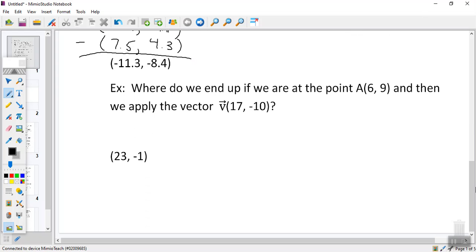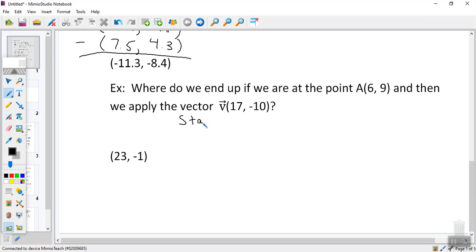Okay, all right, here's a good one. Here's an example. Where do we end up if we're at point A? Where is point A, kids? 6, 9. And then we apply the vector, 17, negative 10. So this is like saying you start with point 6 comma 9. Does that make sense? When I say apply the vector, I need to take this vector and move right 17 and down 10. Basically, I'm taking the point I started with and adding my change, which is my vector, to get to an end point, which is what? 23, negative 1.